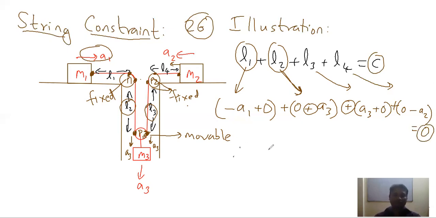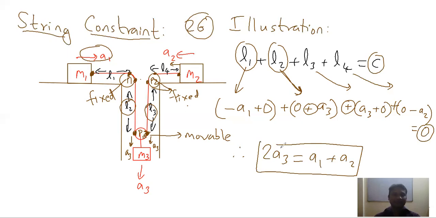So our equation for string constraint becomes 2A3 is equal to A1 plus A2. So this is the equation for string constraint: 2A3 is A1 plus A2. This is how we will apply string constraint in this problem. I hope question 26 is clear. Let me show this method once again so that you understand it better. Let us consider again the same diagram. Let me come back to the same diagram.